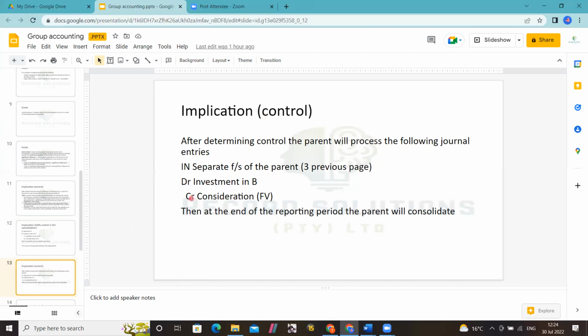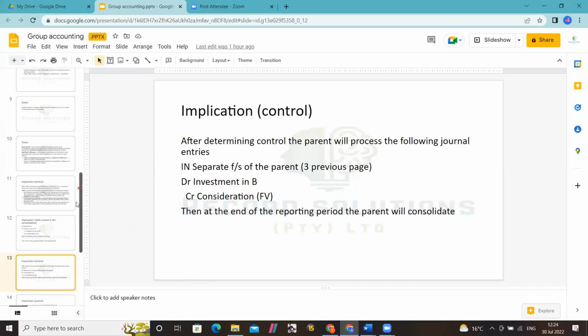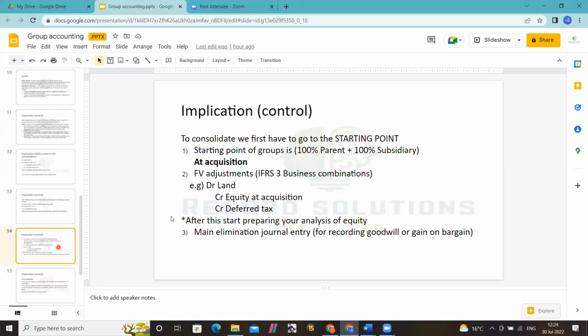So the parent is going to take the consideration at fair value, at what date, fair value at acquisition, and then debit the investment in subsidiary. That's what it's going to do in its separate financial books. And then now we are going to the consolidation process. So like I said, separate books, that's for the parent. Now we are going to consolidation. Consolidation means from a group level. Now we are going to account for this on a group level.